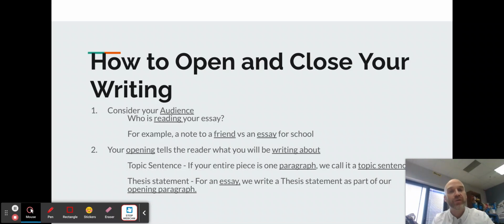Your opening tells the reader what you will be writing about. If it's a single paragraph, that's called a topic sentence. A thesis statement is something you use for an essay, and we write a thesis statement as part of our opening paragraph, often as the last sentence of the opening paragraph. These are some things we'll be looking at as we talk about how to open and close your writing.